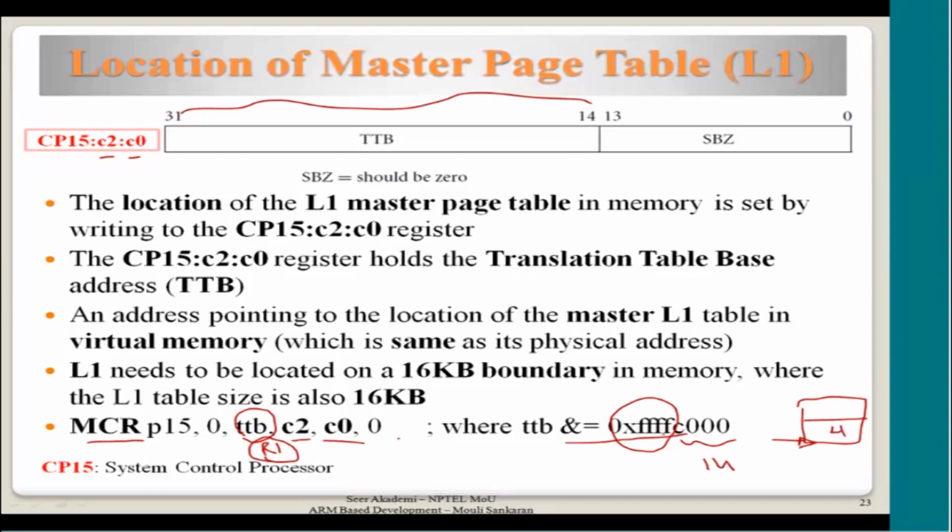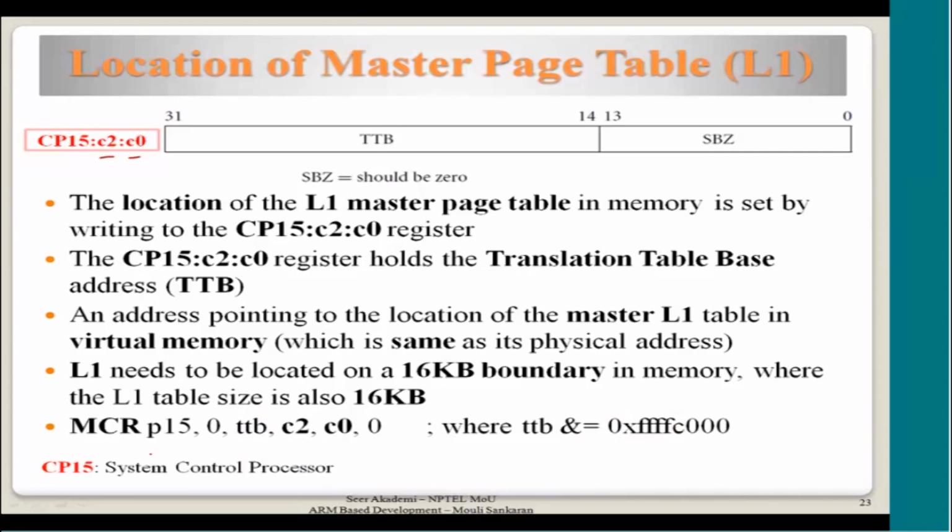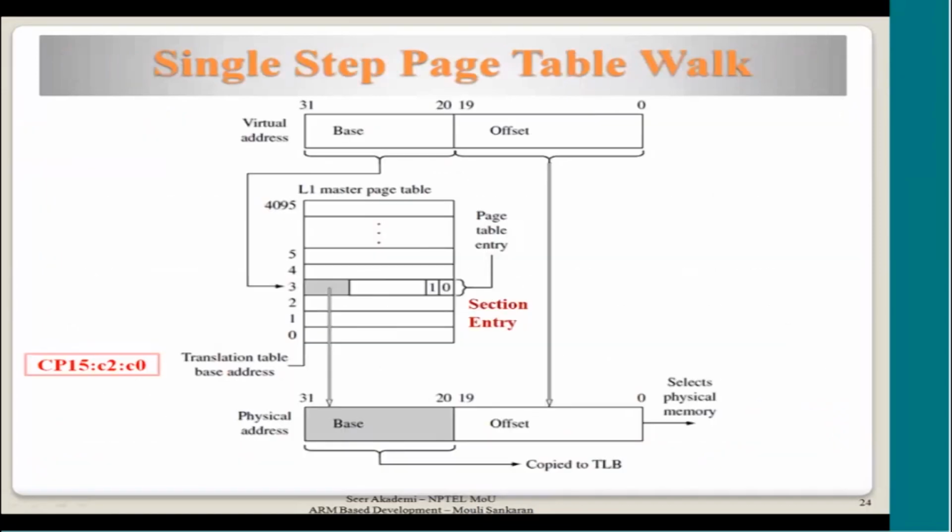Who will be accessing the page table? The MMU. Okay, so we are setting it up, but the page table entries are filled in by the OS. So it has to keep the table somewhere in main memory, and then it has to say where it has kept the L1 table in the physical memory by writing into this register. Okay, that's all.